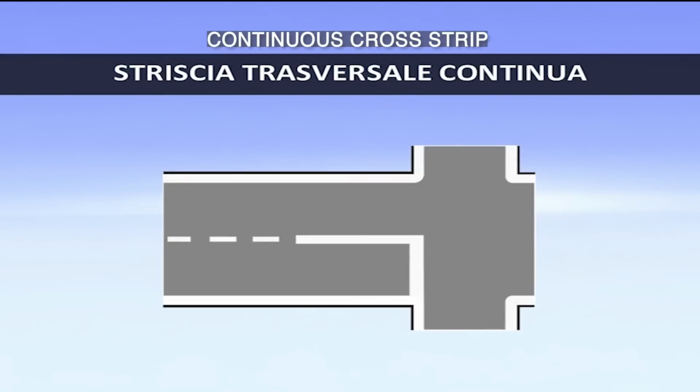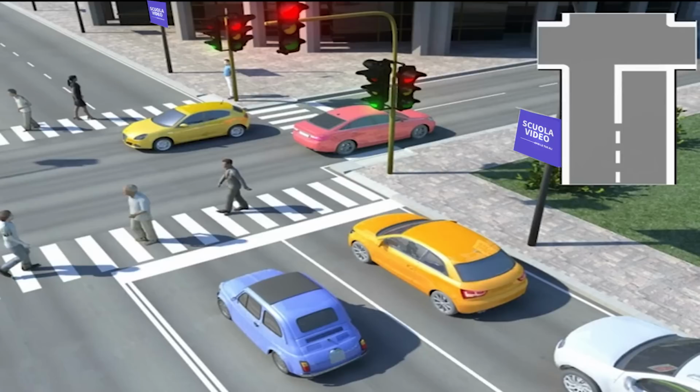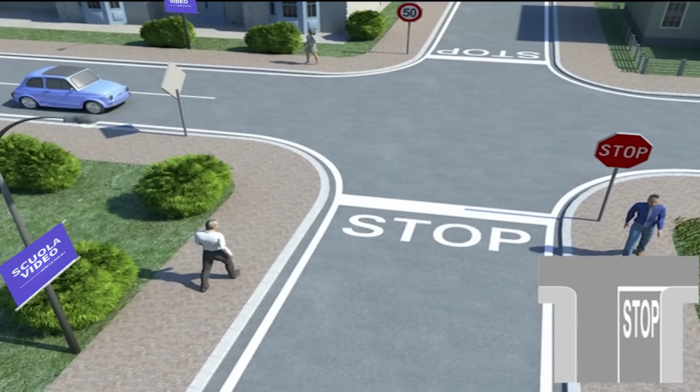Continuous cross strip. The transverse white stripe indicates where drivers must stop and is only found when there is a stop sign, such as the red traffic light, or in the presence of the stop sign. Completed by the writing painted on the road pavement, indicating the point where it is necessary to stop to give way.